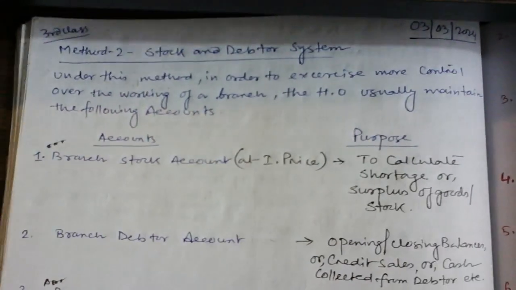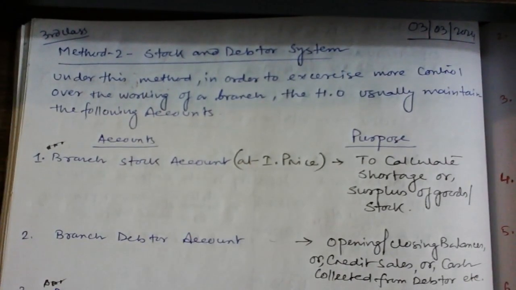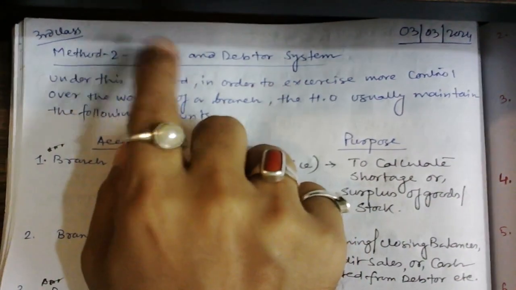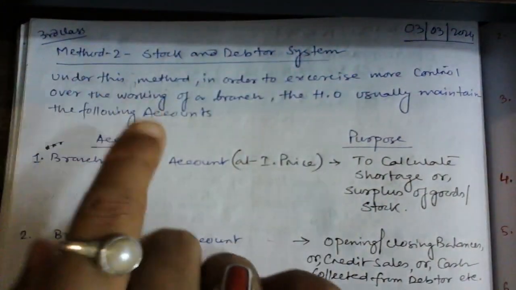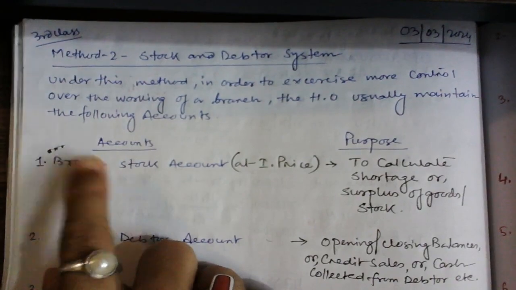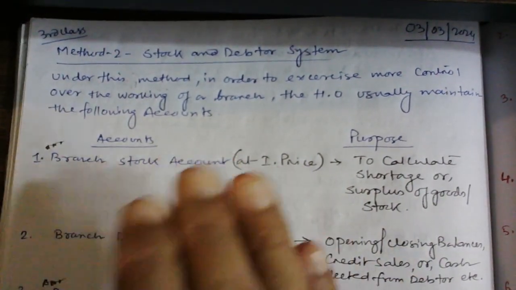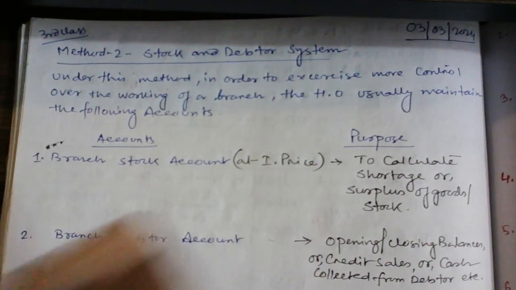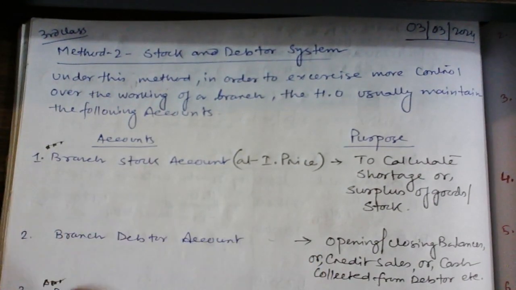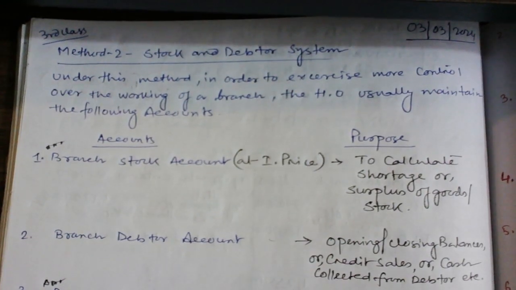Okay, let's try to understand first. The first thing is the branch stock account. Our method name is stock and debtors system, so definitely the first account prepared should be the branch stock account, and it should be maintained at IP, invoice price. I am repeating, all transactions with respect to the branch and delivering goods to the branch will be recorded through the branch stock account at IP price.